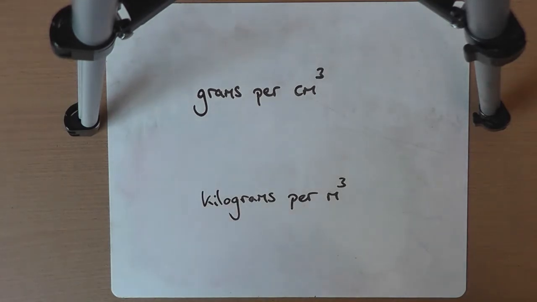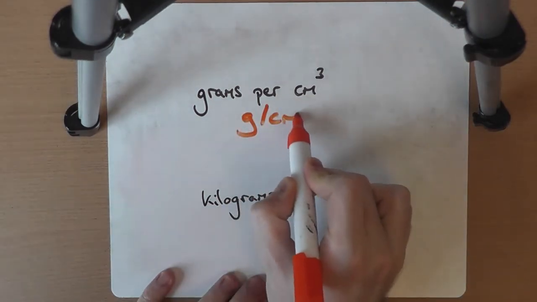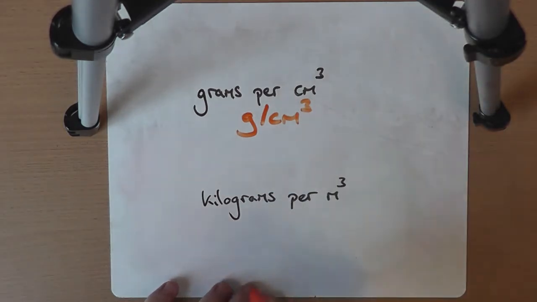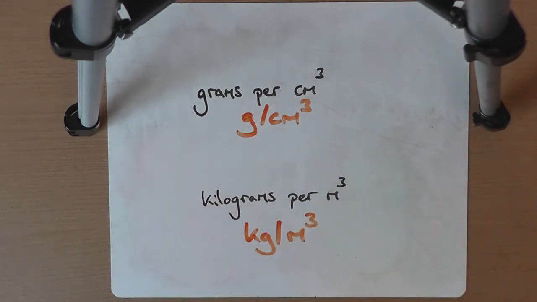We can give these symbols as well. Grams per centimetre cubed, or kilograms per metre cubed, with that slash meaning per, much as it did with the kilometres per hour. But the density, the amount of stuff that is there, the number of grams in 1 centimetre cubed of a particular substance, the number of kilograms in 1 metre cubed of a particular substance. And this gives us everything we need to be able to work with questions.